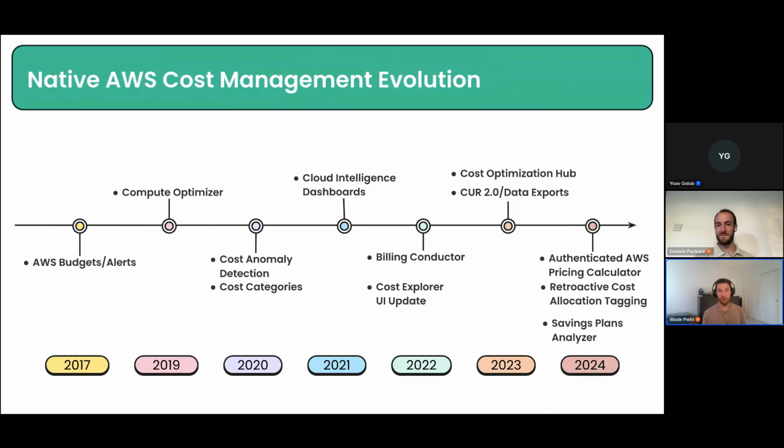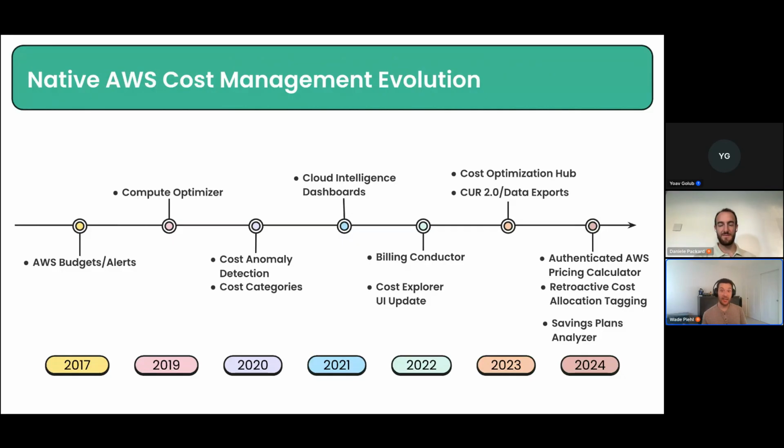Okay, and then finally, moving into 2024, we had a lot of big releases last year. A lot of these came out around re:Invent time. The authenticated AWS Pricing Calculator: people were always telling us, we want to be able to model our costs better. We want to look at what we're existing spending, and then make modifications to it and see how much we could save or how much it will cost. And that's what the authenticated pricing calculator does. It even takes into account any Savings Plans or other discounts that you might be on with that current workload. And then we also have retroactive cost allocation tagging.